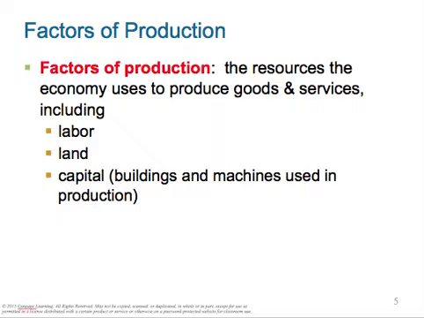Factors of production, again, are the resources the economy uses to produce goods and services. They include labor, land, and capital. Now, we use a very simplified definition of capital on this slide and in this chapter. Just think basically buildings and machines that are used in production. A more formal definition will be provided in subsequent chapters.